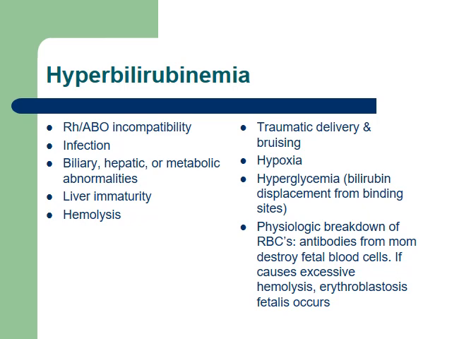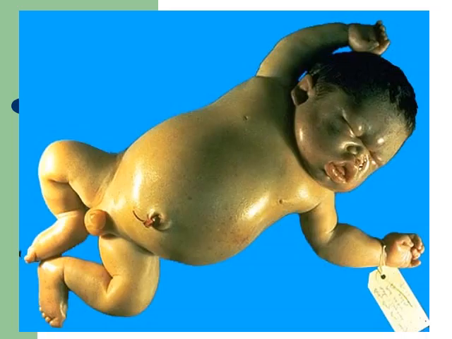Hyperglycemia, where because the bilirubin is displaced from the binding site, you get the breakdown of the red blood cells. As I said, the antibodies from the mom destroy the fetal blood cells, and if it causes excessive hemolysis, erythroblastosis fetalis occurs, and that is pretty much fatal. And this is due to the incompatibility, and that liver just cannot handle all the breakdown that it needs to do. And so the antibodies from the mom, this is the RH factor problem, and we'll talk a little bit more about that in a second.